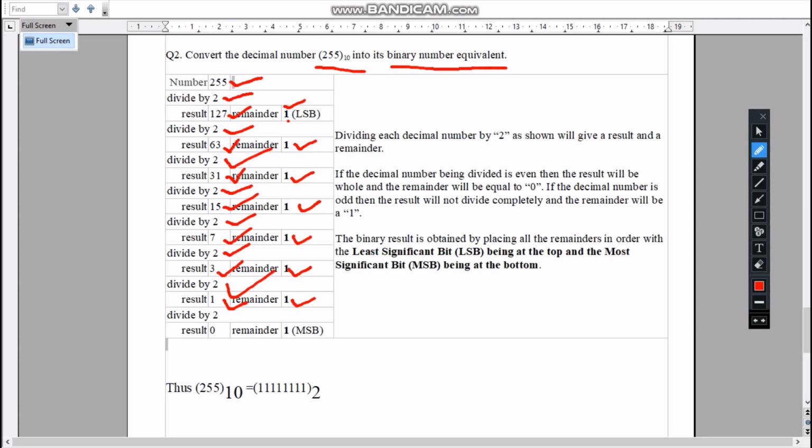Once again we'll do the same thing, that is we'll divide 1 by 2. The result is 0 and the remainder is 1. Here this is your MSB. So our result is 1 1 1 1 1 1 1 1, that is 8 times 1. So here our answer is 255 having base 10 is equivalent to 8 times 1 having base 2.